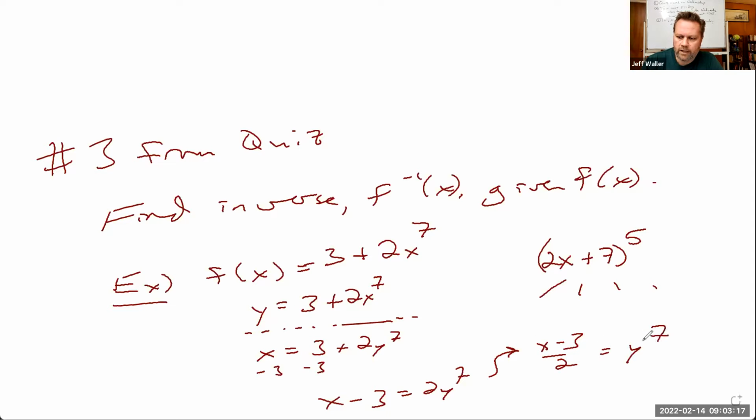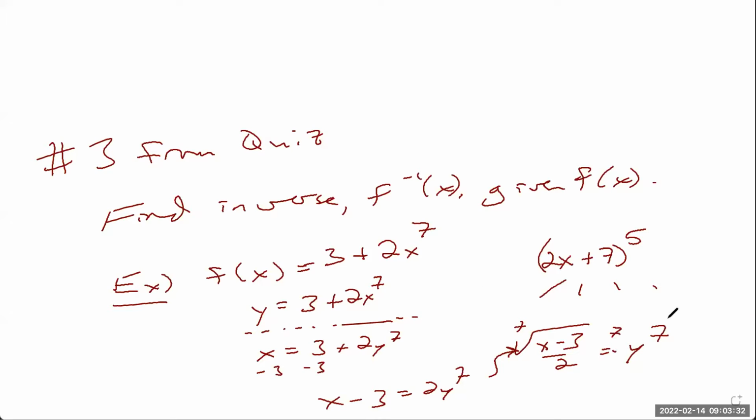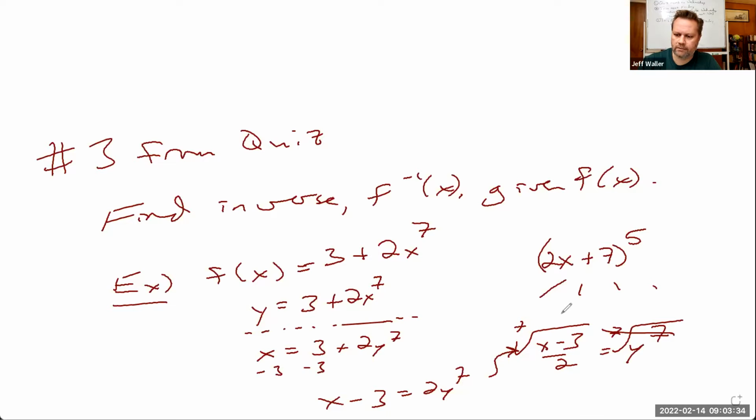And then what would I do last step on this? Right, so I subtracted 3, I divided by 2, and what's the last step? Take the 7th root. So I get the 7th root of (x minus 3) over 2. That's the inverse. Does that help?